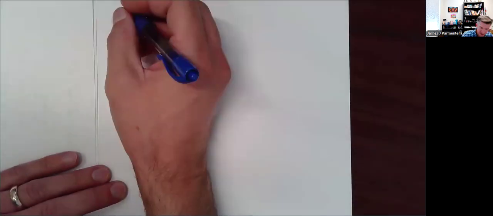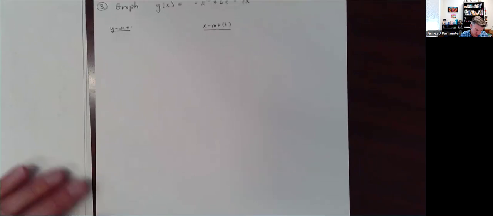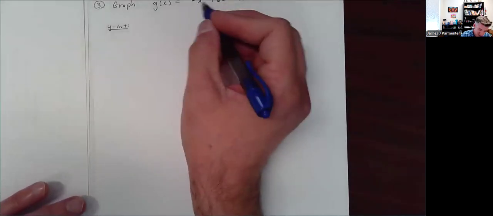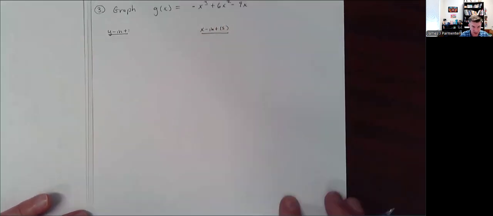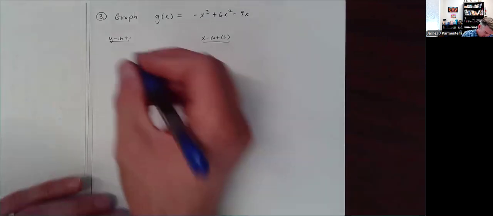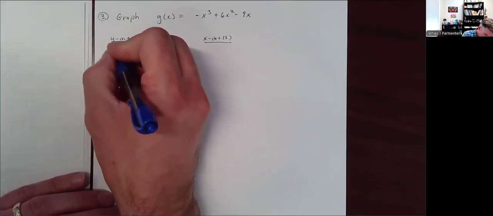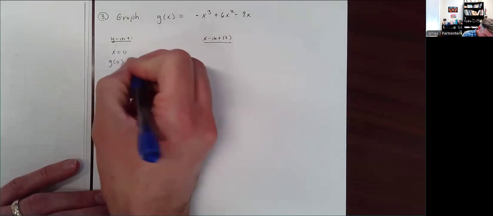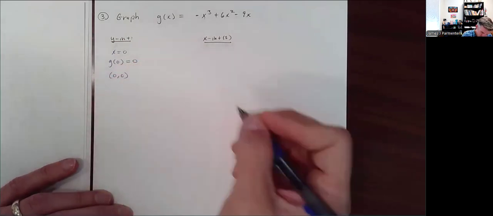So same deal here. Y-intercept, I think this is the last time. Sorry, you can't quite see it. Apologies. So we're going to graph g of x equal to negative x cubed plus 6x squared minus 9x. One more time. Negative x cubed plus 6x squared minus 9x. Y-intercept, very unexcitingly, again, we're going to set x equal to 0. g of 0 is going to be 0 plus 0 plus 0. So we get the 0 comma 0 y-intercept.